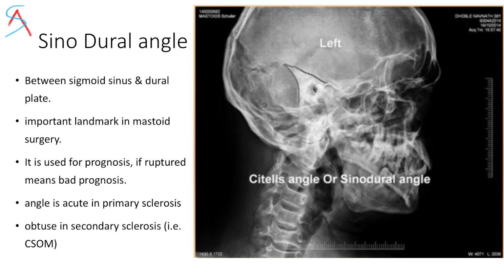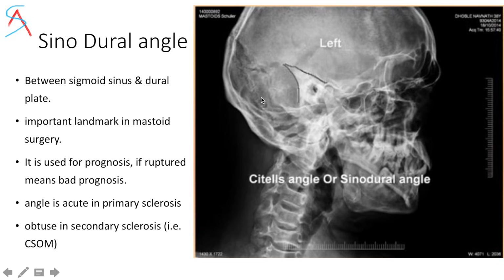Most of the time examiners love to ask what is the sino-dural angle and where is it. First, to find the sino-dural angle, you have to locate the temporomandibular joint. Here you can see this is the mandible, this is the TM joint. You will find this is the dural plate, and here is the sinus. So this angle between the dural plate and the sinus is called the sino-dural angle.